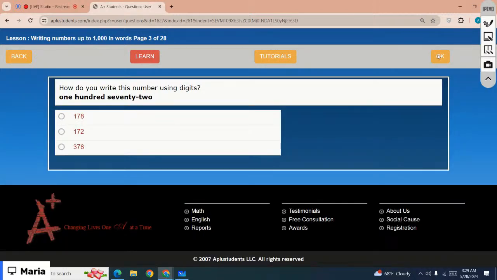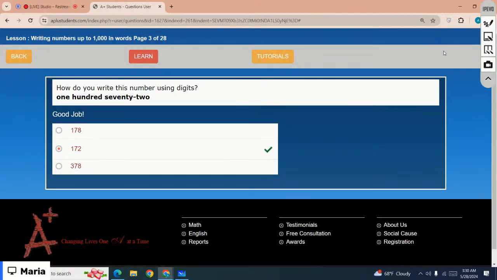How do you write this number using digits? 172. How do we write? Yes, that is option number 2. 172 is the correct option.